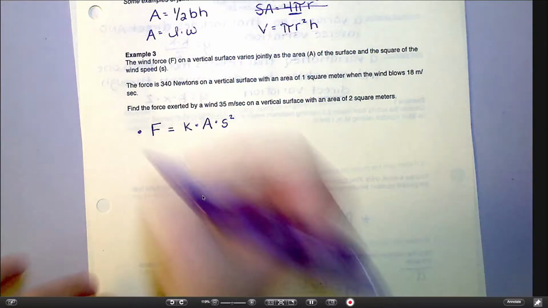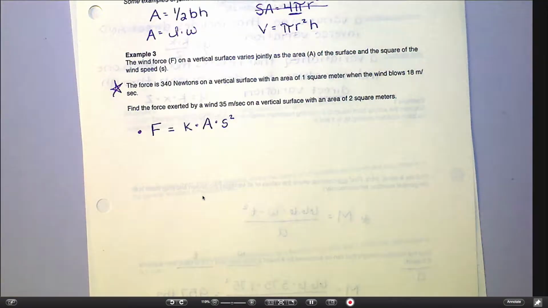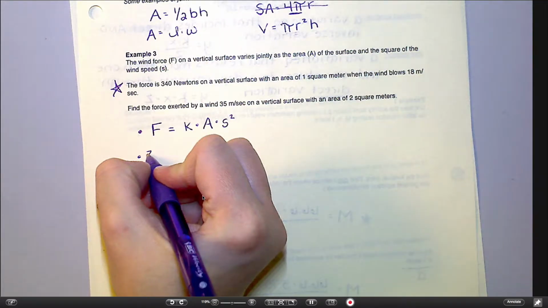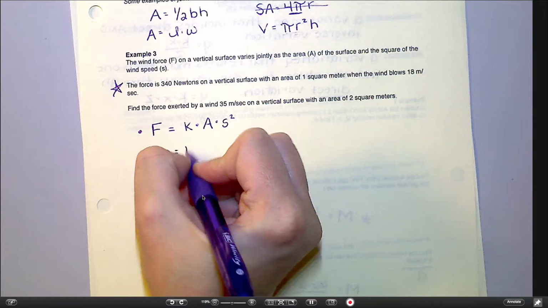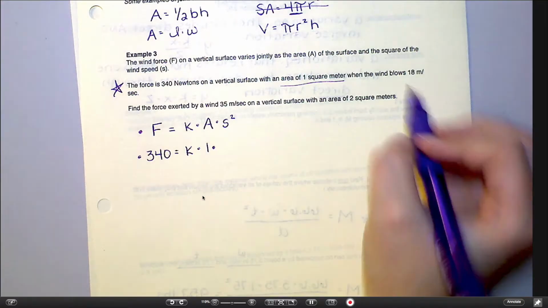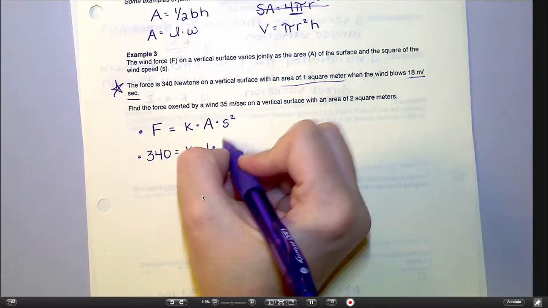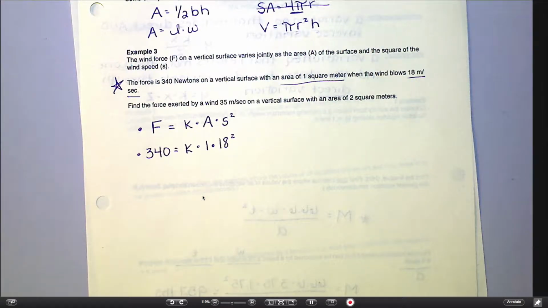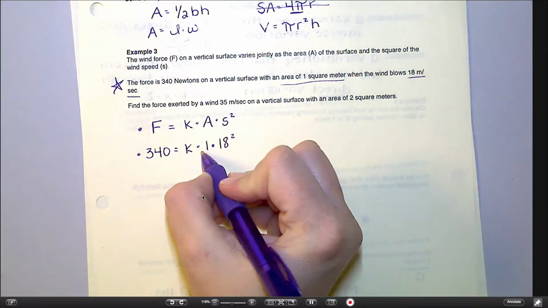Okay? And then this is where they give you one set of data. Remember, this is just like any other one of these problems you've ever seen. I'm giving you one set of data. What do you think I'm going to do with all that information? Plug it all in and solve for my K value, right? So now my force is 340. I don't know K. My area is 1 square meter. That makes my life a little easy. And then the wind blows 18 meters per second, so that'd be 18 squared. Everyone following what I did there? Okay.